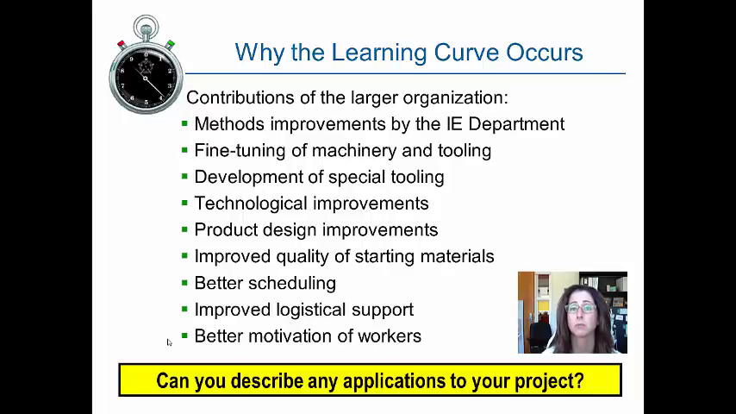Product design improvements. I think we might have talked about with the flashlight assembly, if we have it snap-on instead of screw-on, that's a product design change that we would go back and make that would take some time off, and then the learning curve probably would be shorter for that as well. Better materials so that it takes less time to put things together. Better scheduling, logistics support, so material and people are there and that sort of thing.